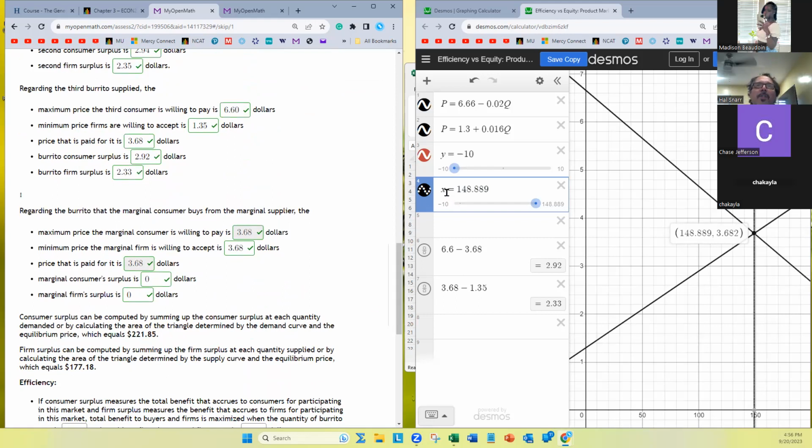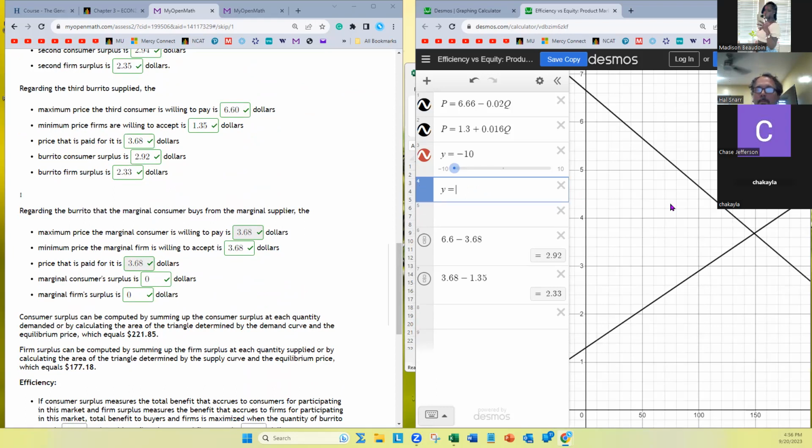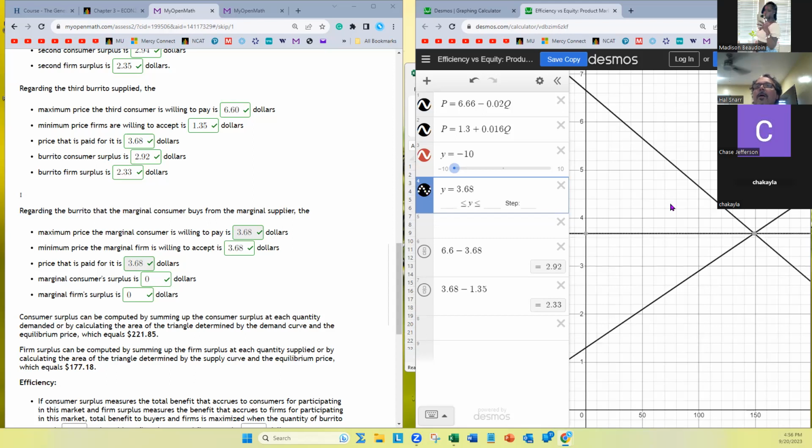Okay, I'm going to change this X to Y, and then I'm going to change this to the price, 3.68. Notice what happened there. The line went horizontal, right? You see that? So this is my market price. And guess what? It goes through the intersection. That dotted line now goes through the intersection of demand and supply, right?